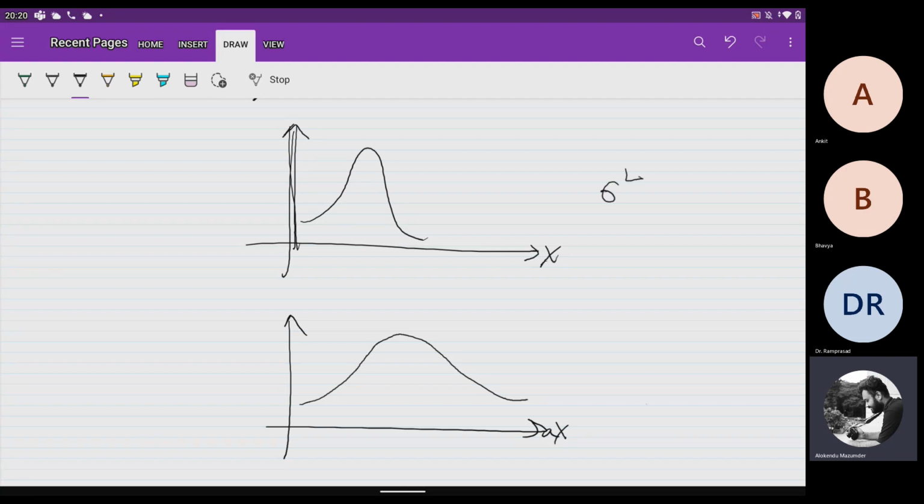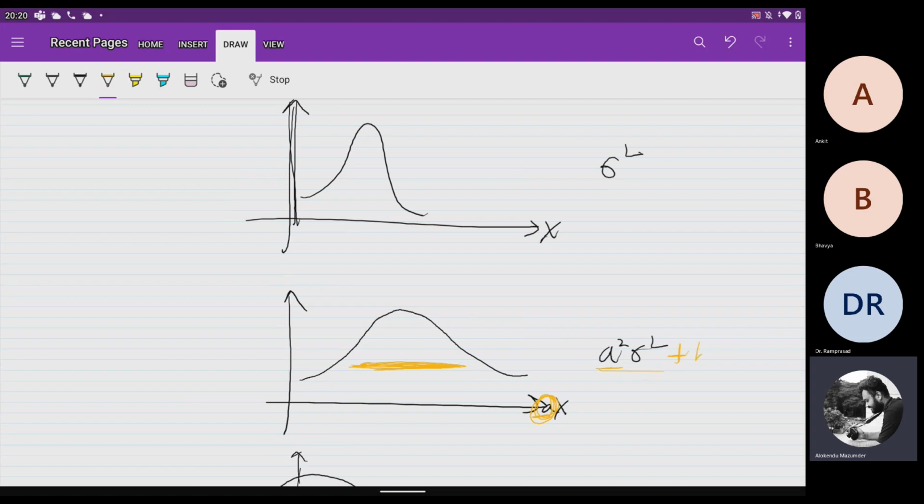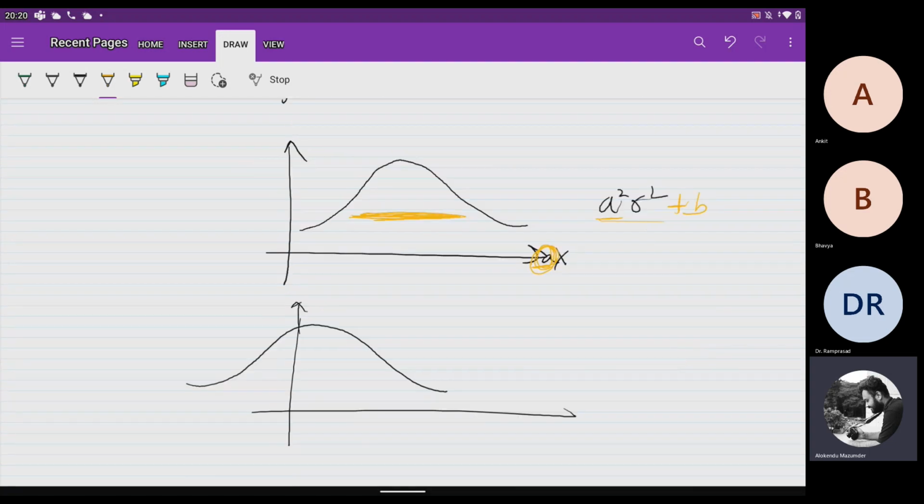So if its variance is sigma square, it will be a square sigma square. But if I shift it, so variance basically denotes what? It denotes the spread of your distribution. So if I multiply my random variable with some constant, the spread will change. But if I add something, it will just shift from this point to this point. It will just keep shifting. So the spread won't get affected when you add something. When you add something in a random variable, the spread will remain constant.